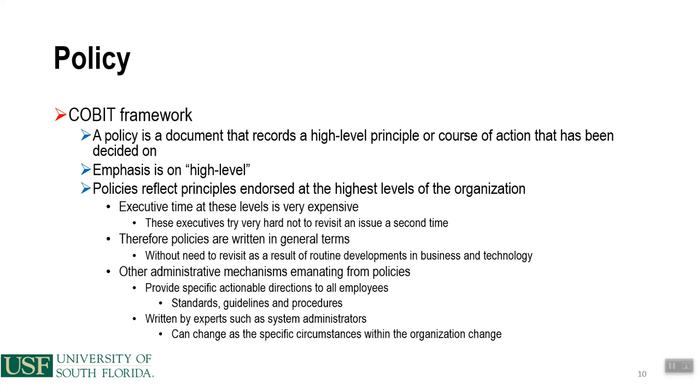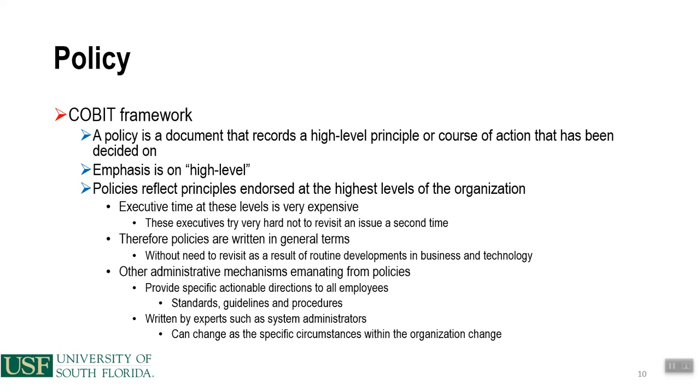So the policies, because of this, are written in general terms. This is because they want to avoid a revisit as a result of routine developments in business and technology. So it has to be written in a high-level way such that it's flexible enough for the evolving nature of technology. Other administrative mechanisms emanating from policies provide specific actionable directions to the employees. So one of the things that comes from policies is how employees will actually behave as part of this policy. And we'll get into some examples in the next few slides.